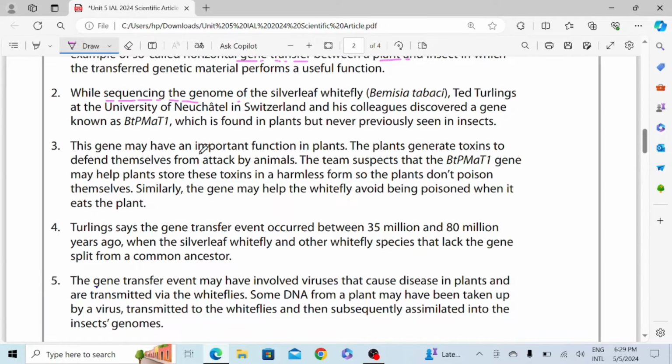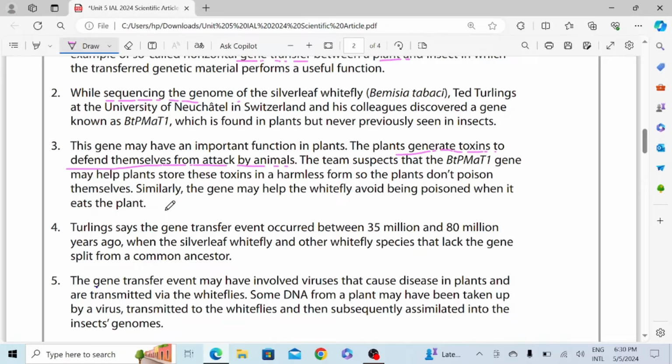This gene may have an important function in plants. The plants generate toxins to defend themselves from attack by animals. The team suspects that the BTPMAT1 gene may help plants store these toxins in a harmless form so that plants don't poison themselves. Similarly, the gene may help the whitefly avoid being poisoned when it eats the plant.